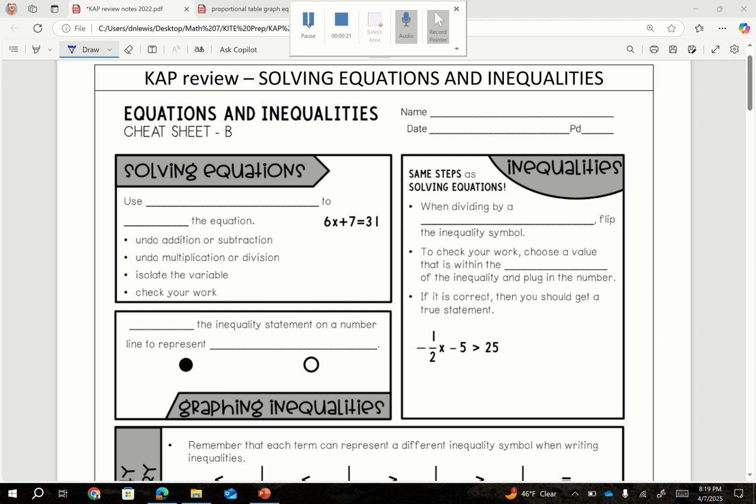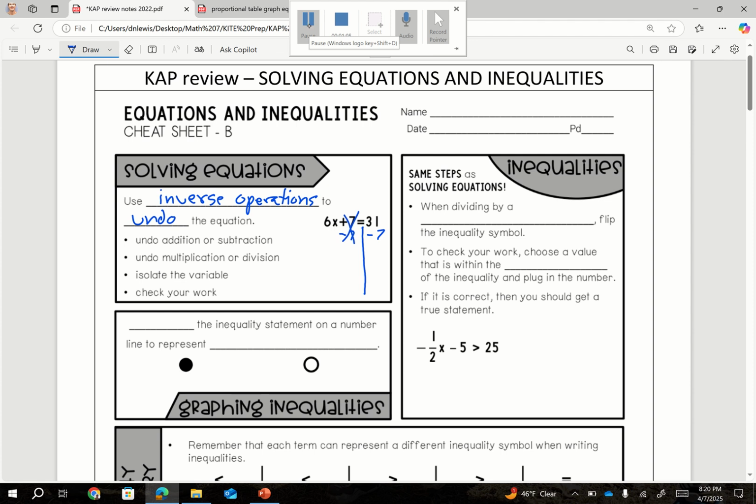So when we solve equations, when we're trying to figure out what x is, we're always going to use inverse operations to undo the equation. We undo addition or subtraction, we undo multiplication or division, isolate the variable, check our work. So to undo addition or subtraction, that just means we're always going to look at the addition or subtraction first. We've got plus 7, so I undo that by subtracting 7. I do the inverse operation, opposite operation. So I subtract 7 on both sides, which gets rid of that.